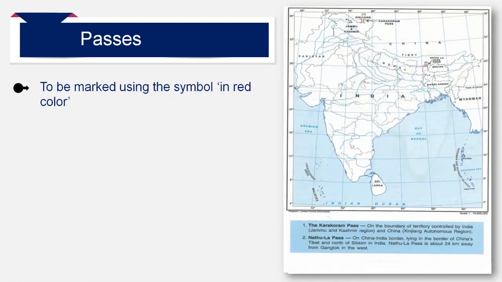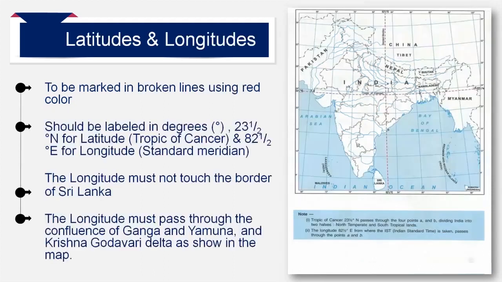The passes, Karakoram and Nathula, should be shown using the symbol shown in the map in red. Nathula Pass is shown on the right side of Sikkim in an inclined manner. Latitude 23.5 degree north and longitude 82.5 degree east should be drawn in broken lines in red. Latitude 23.5 degree north should pass through the 3 points as shown in the map.